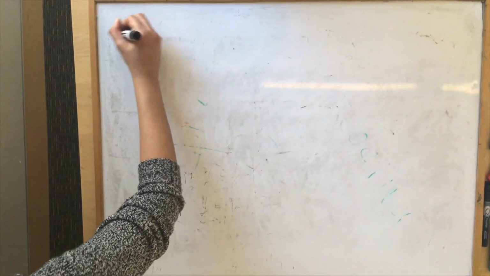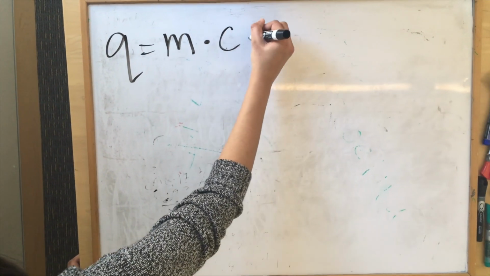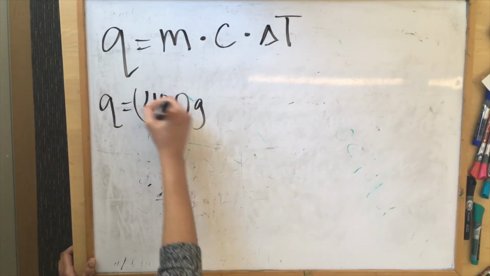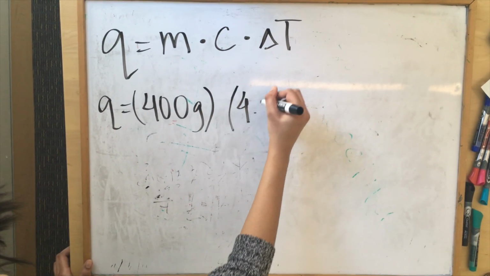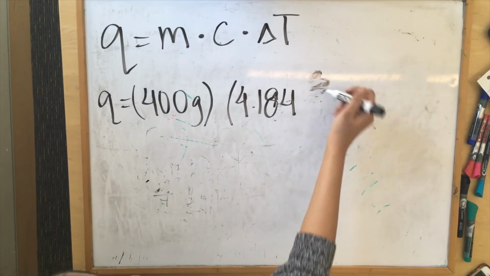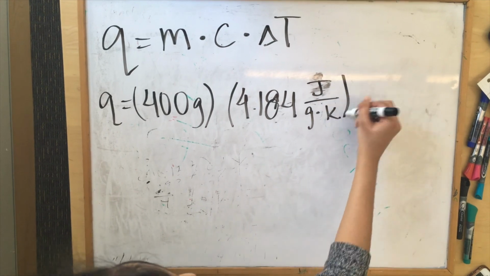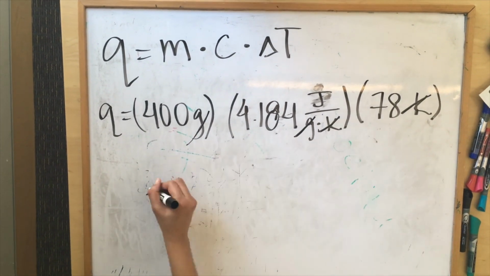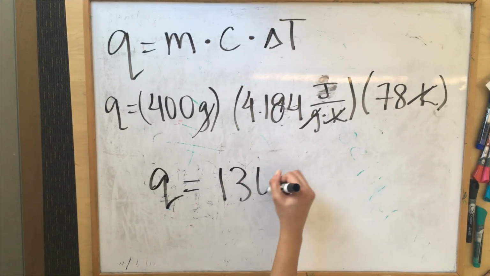We can use the formula Q = mCΔT. Then we plug in all of the known values to find Q. Therefore, Q is equal to 400 times 4.184 times 78. So Q is equal to 130,540.8 joules.